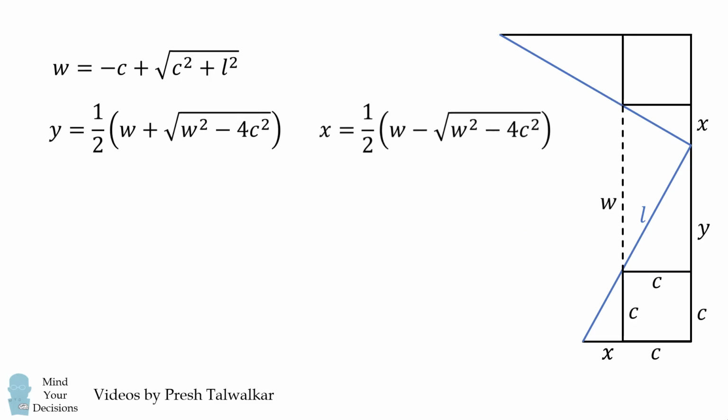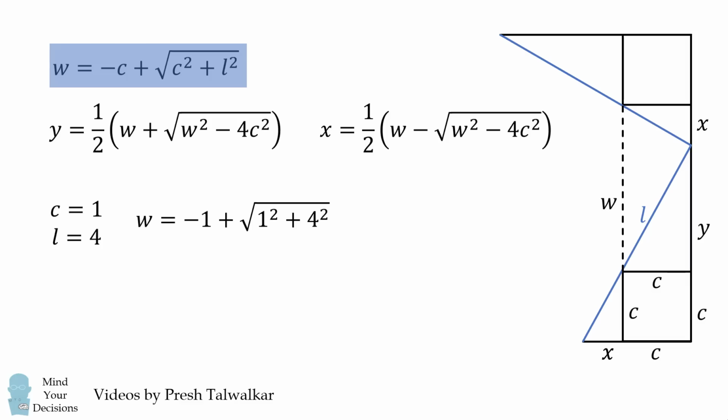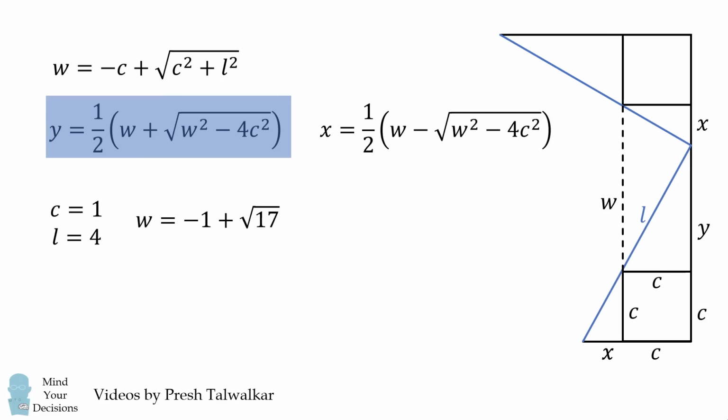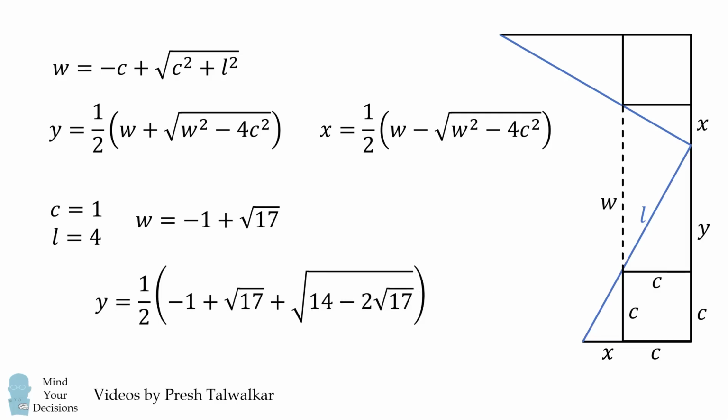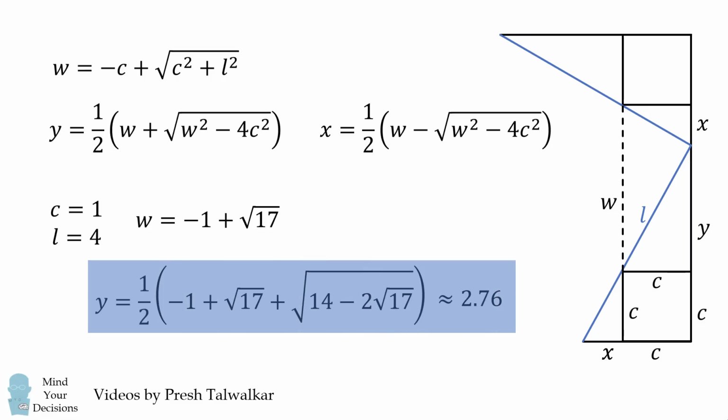How does this work? In our original problem, c was equal to 1 and L was equal to 4. So we substitute that into the formula for w, and we get that w is equal to -1 plus the square root of 17. We then substitute that into our formula for y, and we get the following equation. We simplify this equation a little bit, and we get the exact answer for y. This is approximately equal to 2.76, and that's the answer to this problem.